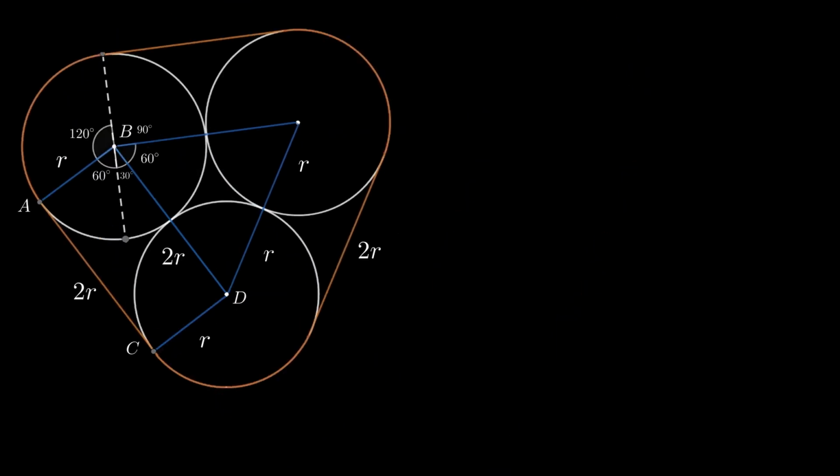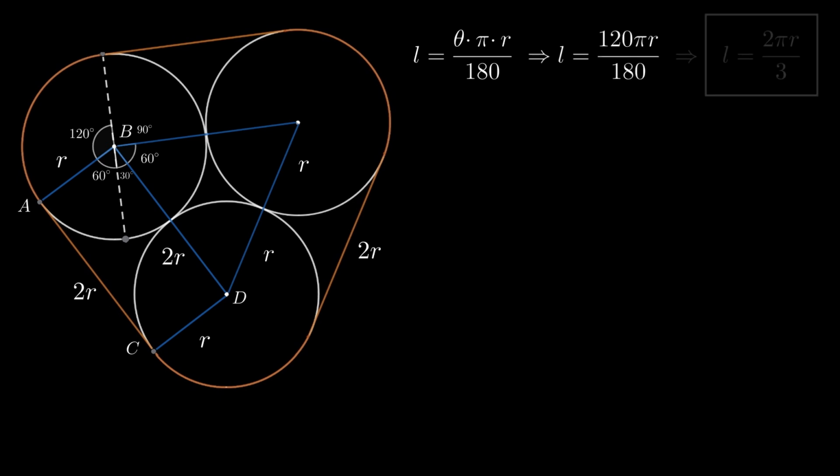Now that we have our desired angle, we can calculate the arc length of the elastic band wrapped around the circles. The formula for the arc length of a circle segment is L equals theta times pi times r over 180. So we have L equals 120 times pi times r over 180, which is 2 pi r over 3.